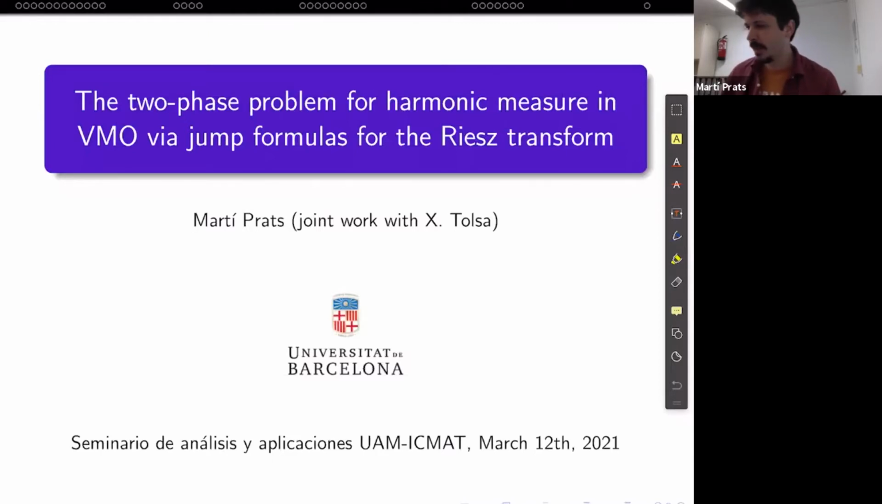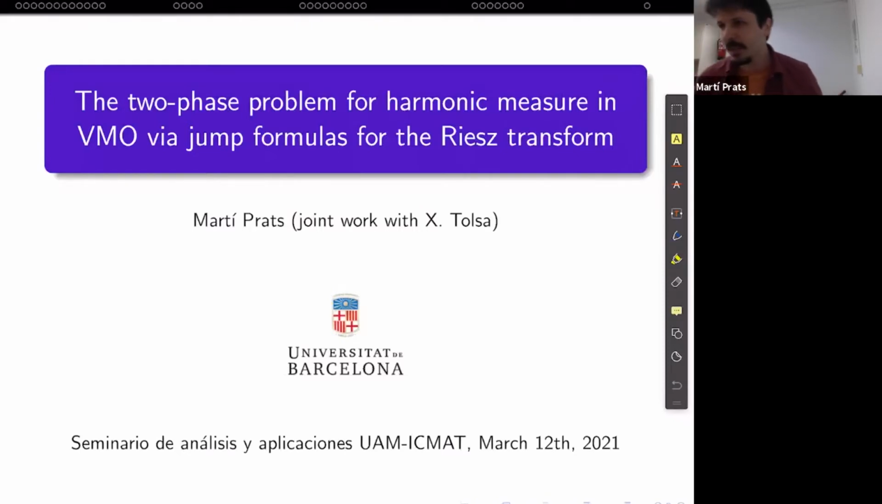So I will try to explain as well as I can our results, although my memory from this period of non-sleeping because of my baby is probably interfering in the conference today. So I will try to do it as well as I can.